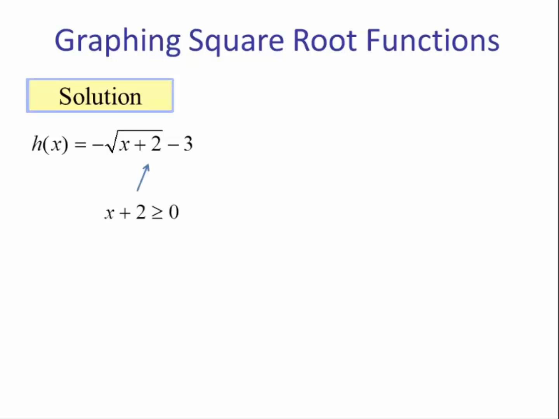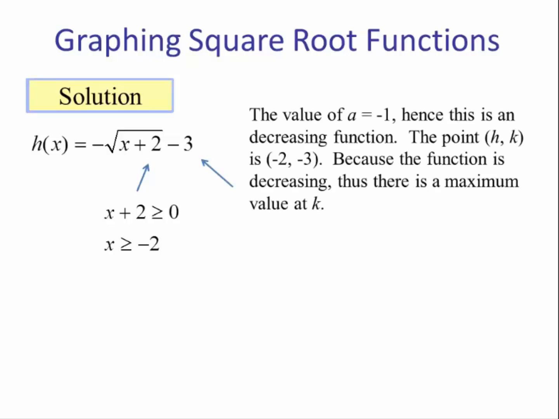B. We take x plus 2 and set it greater than or equal to 0. Subtracting 2 from both sides, we have x is greater than or equal to negative 2. This is our domain. Our range, since a is a negative 1, this is a decreasing function. Therefore, there is a maximum at the value of k, and the value of k is negative 3. So our domain is x is greater than or equal to negative 2, and our range is h of x is less than or equal to negative 3.